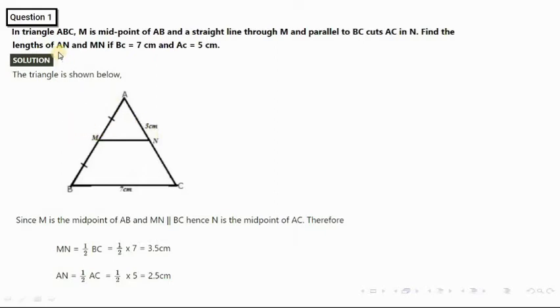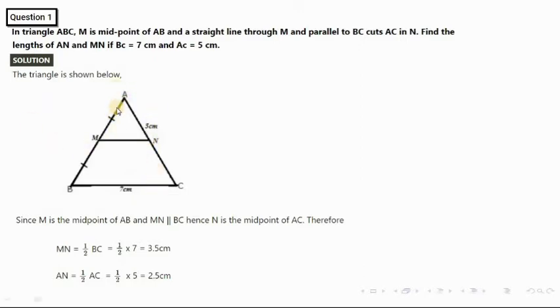Now we need to calculate the length of AN and MN if BC is given to be 7 centimeter and AC, this full length, is given to be 5 centimeter. So this triangle shows whatever is given in the question. Now let us see what is written here. Since M is the midpoint of AB and MN is parallel to BC, we can make use of the converse of midpoint theorem.